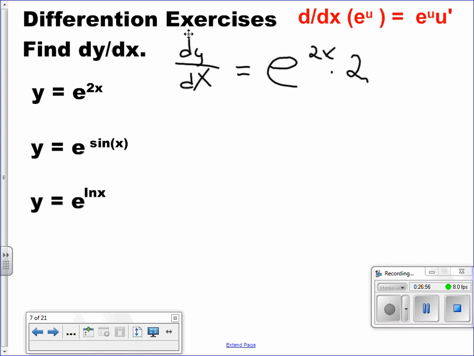We're using this rule to differentiate e to the u. I want you to try the next two, but you have to check with at least one other person. From one to three people, but I want you to check. Do you take the derivative of both of these? Check with a couple others. Make sure you got it.